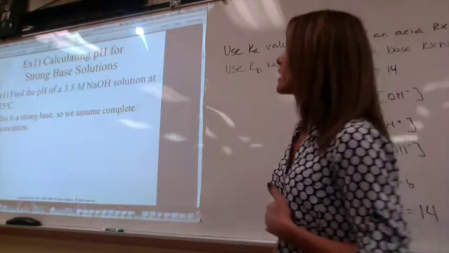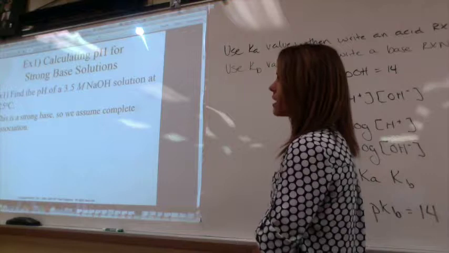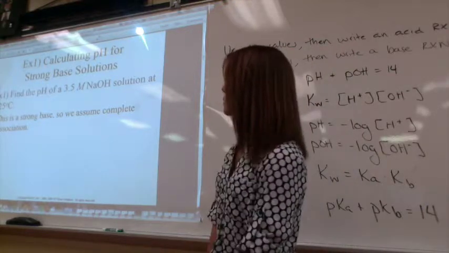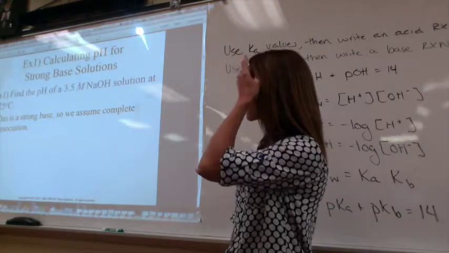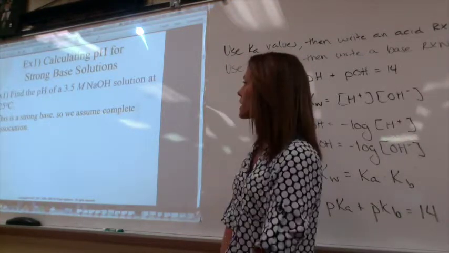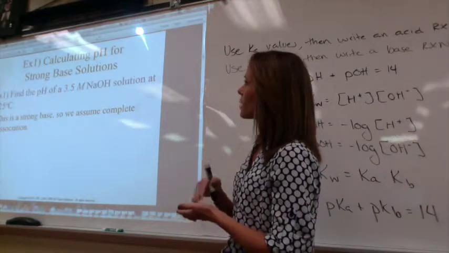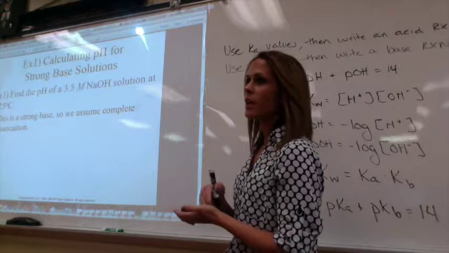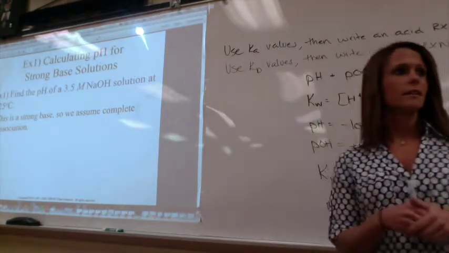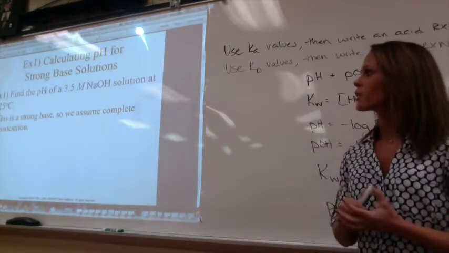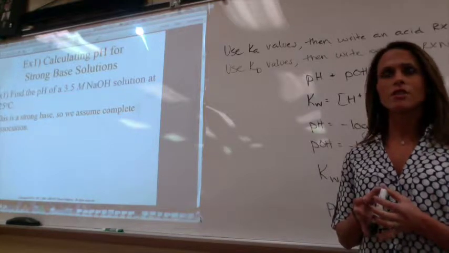All right, calculating pH for strong base solutions. Pretty simple, we did this yesterday. Find the pH of a 3.5 molar sodium hydroxide solution. I added this in earlier today, we already saw this. Since it's a strong base, we assume complete dissociation. If you wanted to find the pH of it, you have to recognize that you're actually finding pOH first, right? Or you can do what? If you're given the 3.5 molar sodium hydroxide, what's the other approach? You just did this.